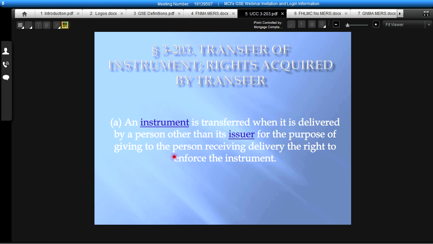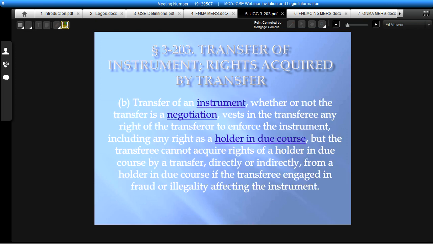Okay, so now we have it defined. It tells how it is transferred. An instrument is transferred when it is delivered by a person other than its issuer for the purpose of giving to the person receiving delivery the right to enforce the instrument. Okay. Now, B, C, and D restrict what is to be done.